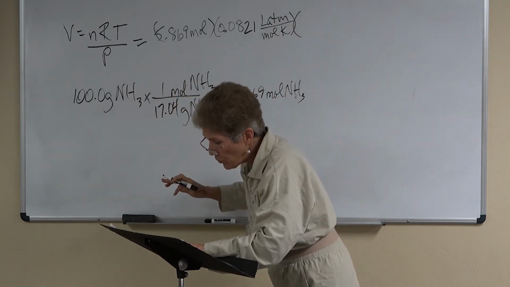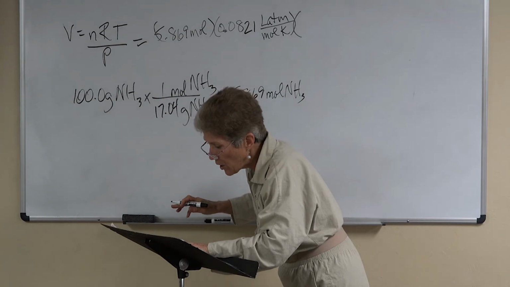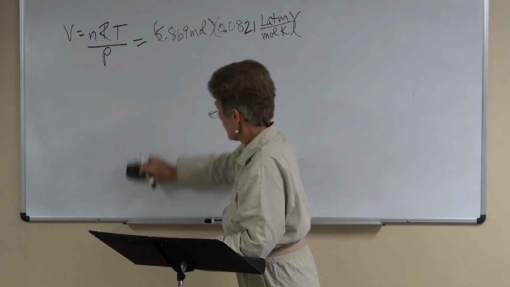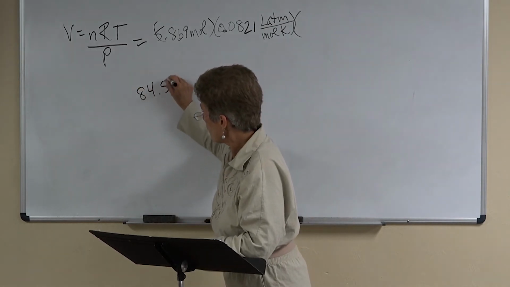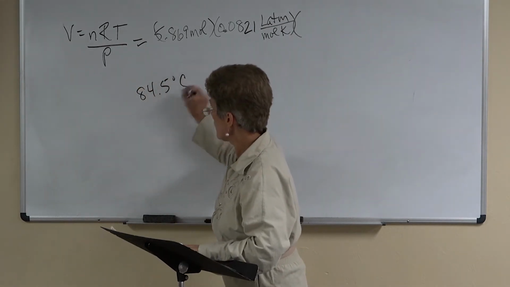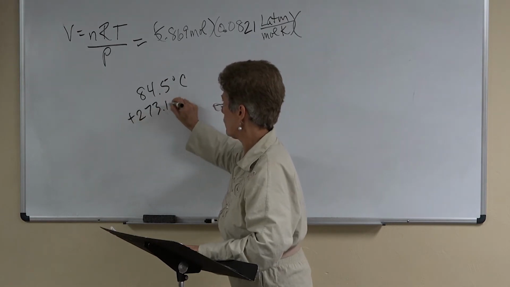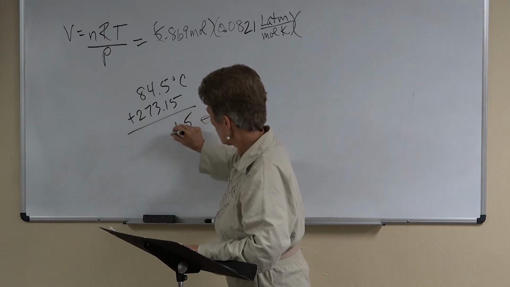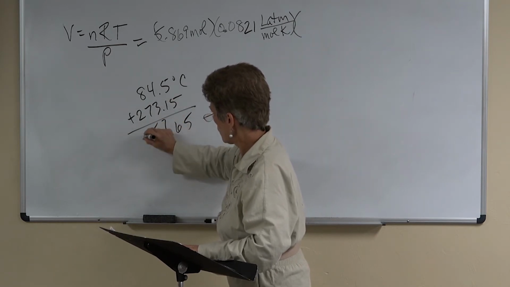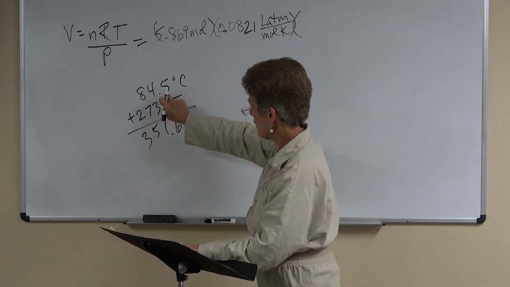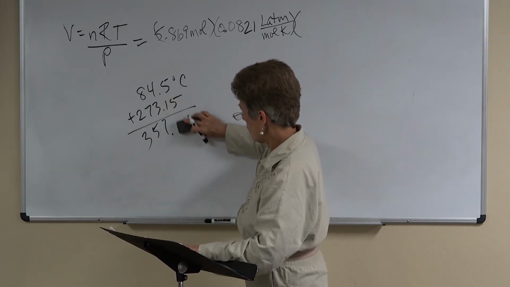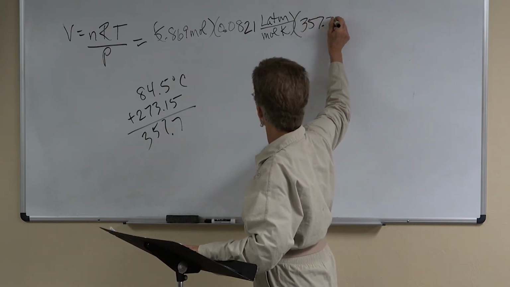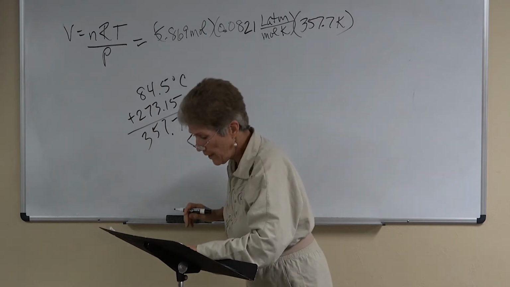Temperature. The temperature we're given as 84.5 degrees Celsius. We need to get it to Kelvin, 273.15. That's going to give us 357. We've got to go to the tenths place, so we're going to round this up to 7. So here we have 357.7 Kelvin.